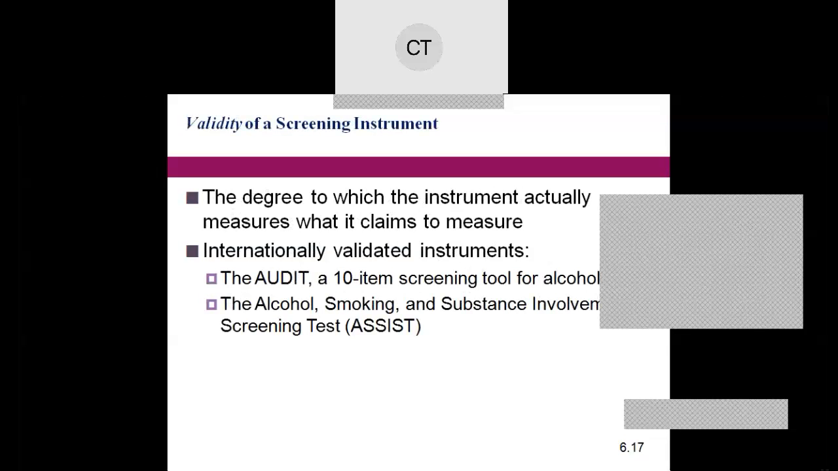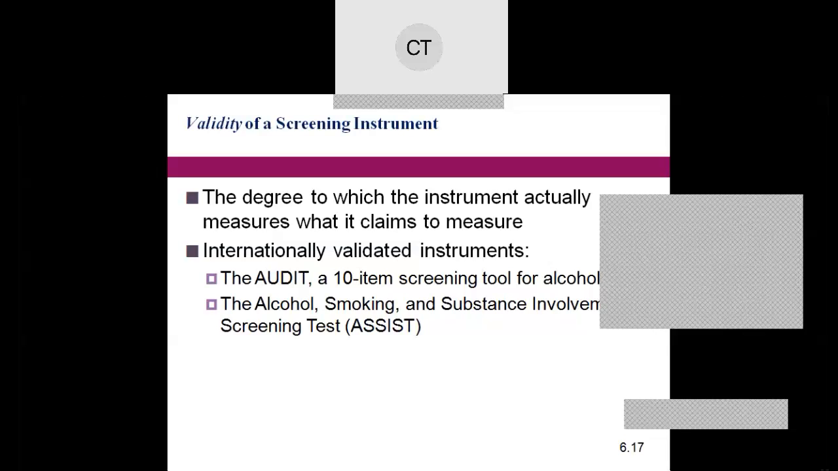Validity of a screening instrument. Some years back, we did not have many screening tools because treatment for addiction or substance use disorders was not considered evidence-based by many of us. I still remember when I started working as a counselor, many doctors did not believe it was a brain disorder, even though WHO and other agencies had recognized it as one. Many medical practitioners did not accept it. So assessment or screening was not done properly.